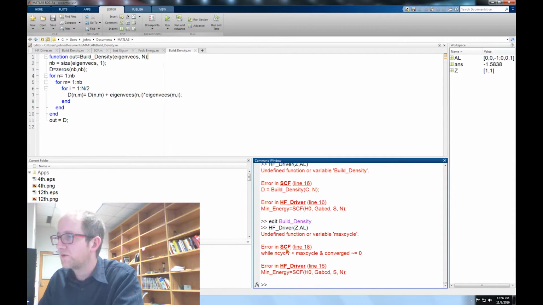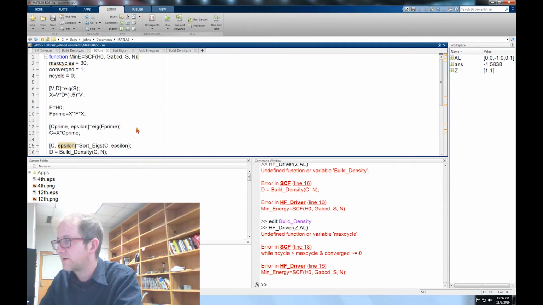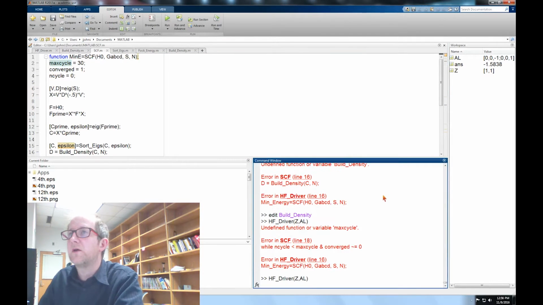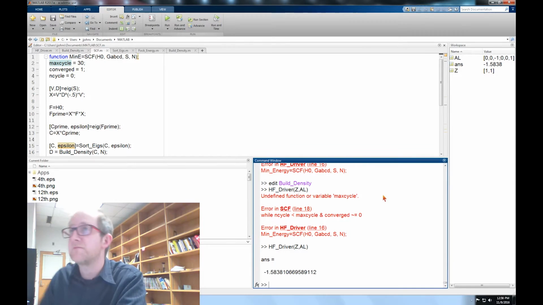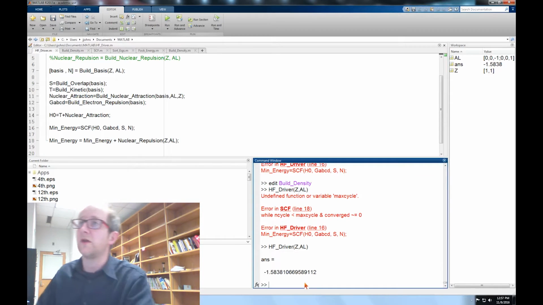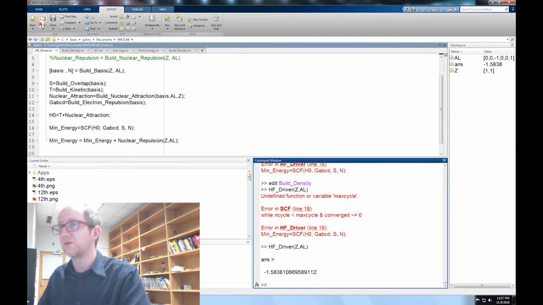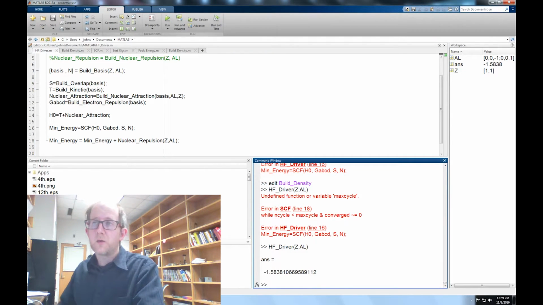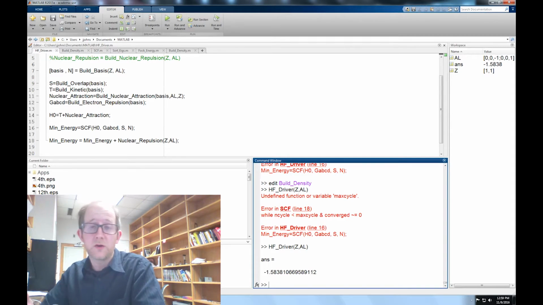Okay, so it should not quite max cycle. And I thought that was the first max cycle. Oh, silly us, max cycle. Okay, and so that looks like the right number. The last thing that we need to do then is go back to our HF driver and build one last function, which is the nuclear repulsion. Okay, so the last thing we need to do is write our nuclear repulsion, which we just didn't get around to writing. So let's go ahead and do that now.